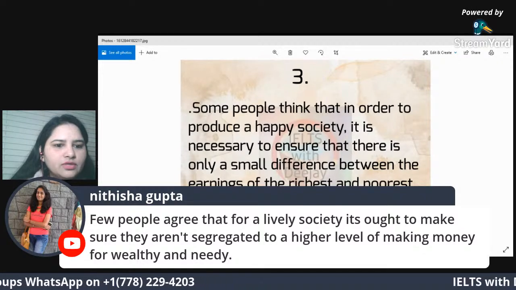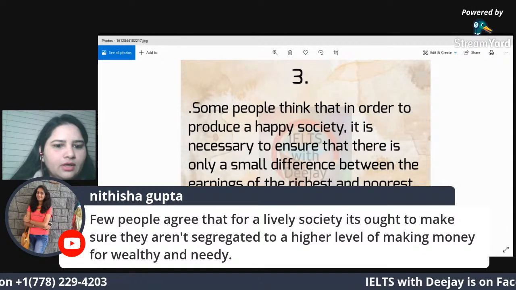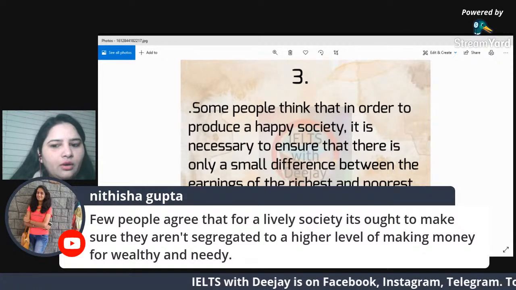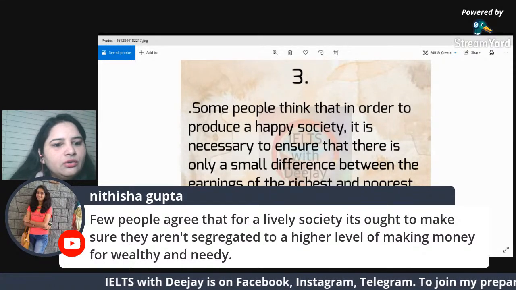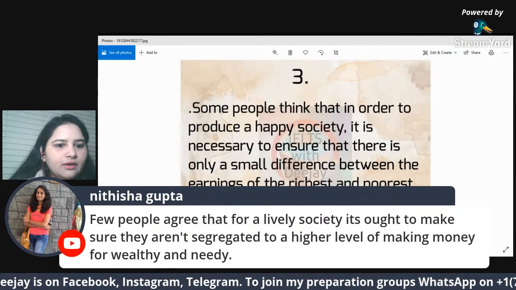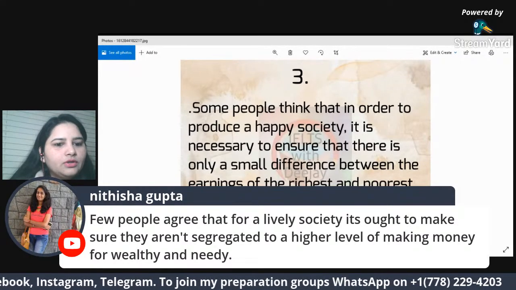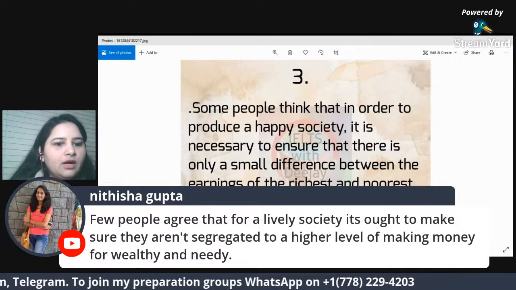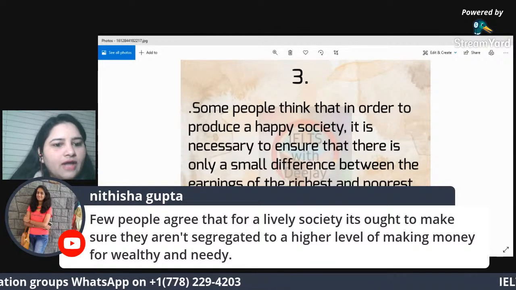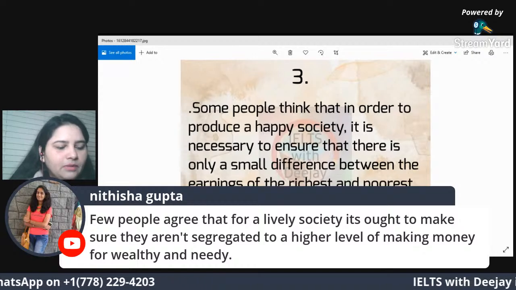This is a bit confusing sentence. They aren't. They. Who is they? Because you are not properly mentioning who are they. Society is there, but what is they? You have to write make sure people aren't segregated, because you're talking about people. So it has to be written here. People.